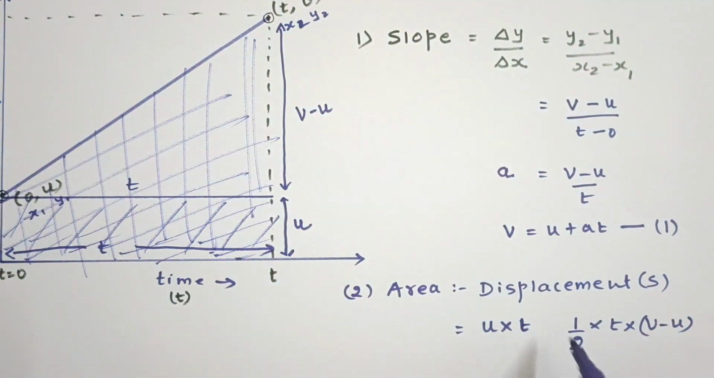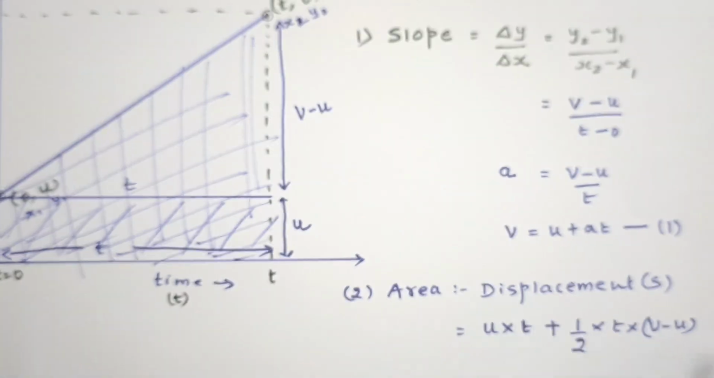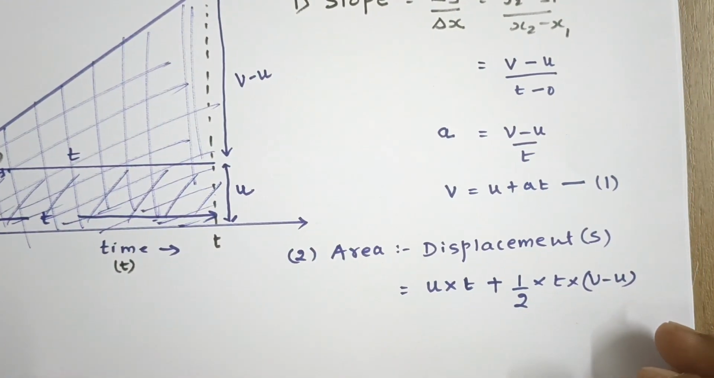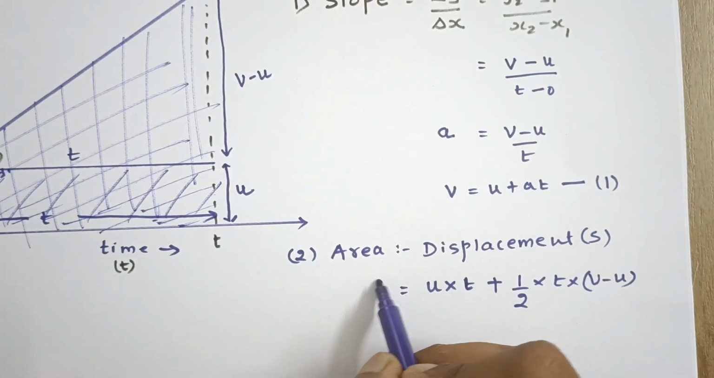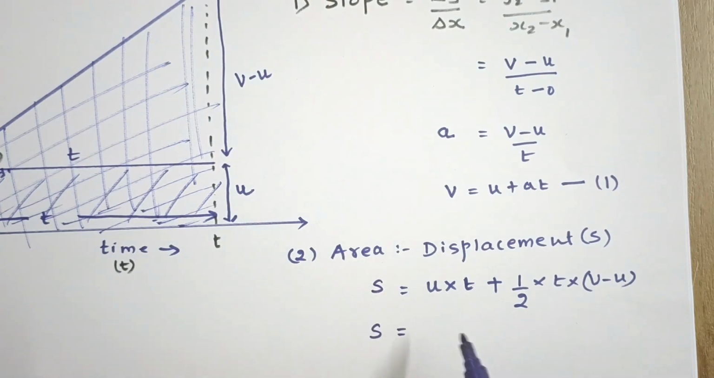This is the area of the triangle. This is the area of the rectangle. So the total area under the graph is the sum of these two. All right. Now, basically this would give me the displacement. So displacement is equal to ut plus, I should be saying this as half times t.